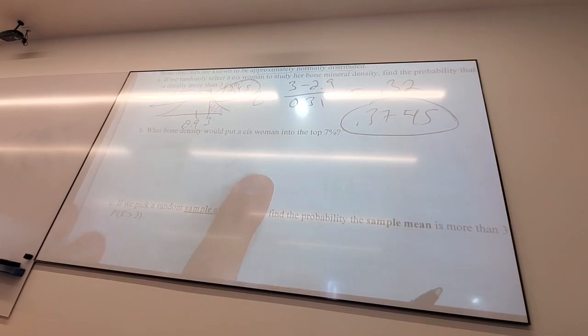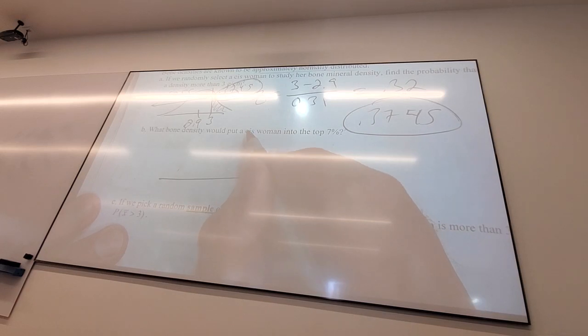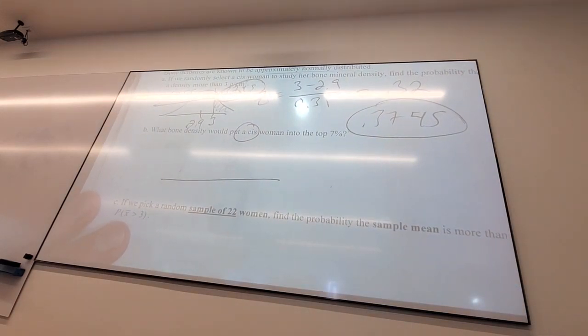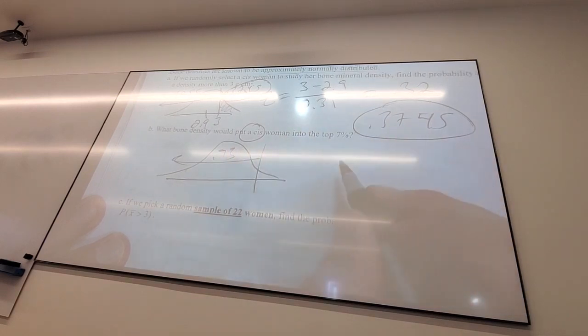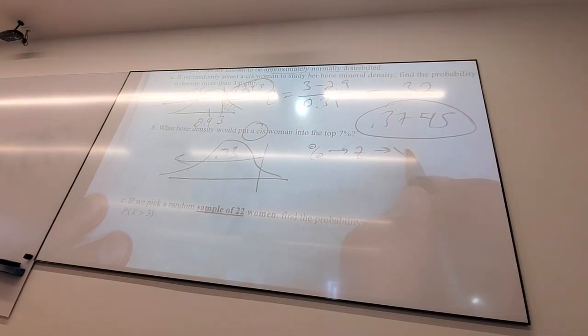Part B is still not a problem that's new. Where's the top 7%? I'm still talking about a person, yes? Top 7% would be where? 93rd percentile. I love it. 93rd percentile up there somewhere. So this is going to be one where I have a percentage. You have to look up the z-score and make it into an x-score, right?